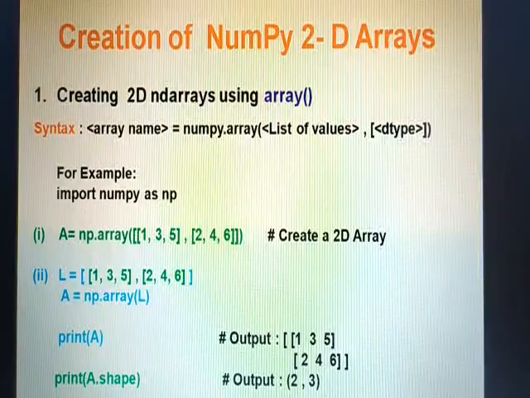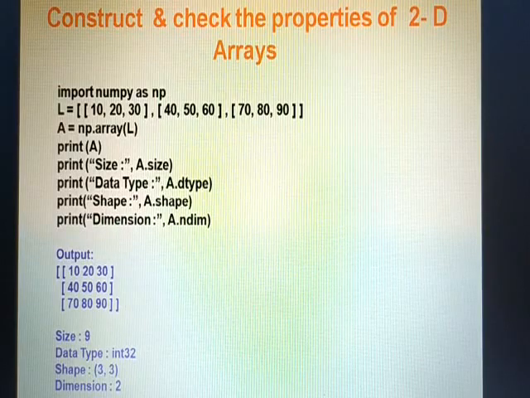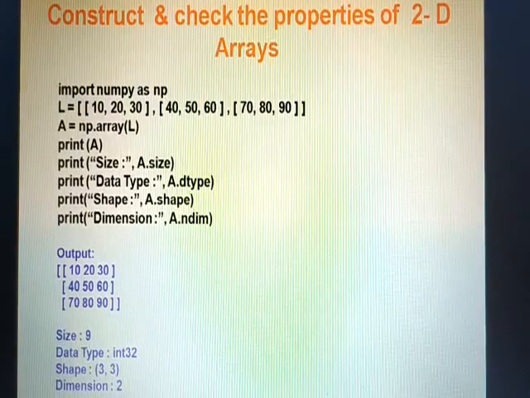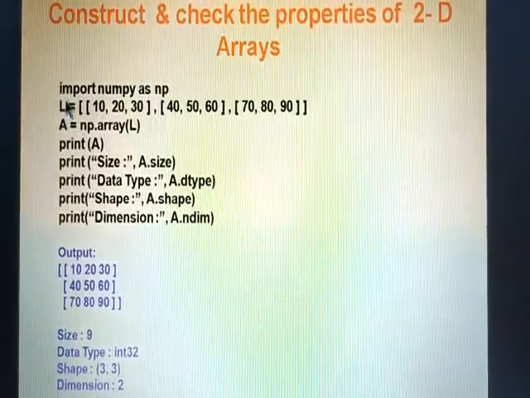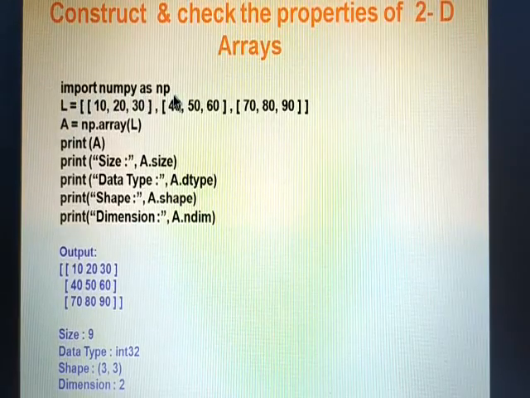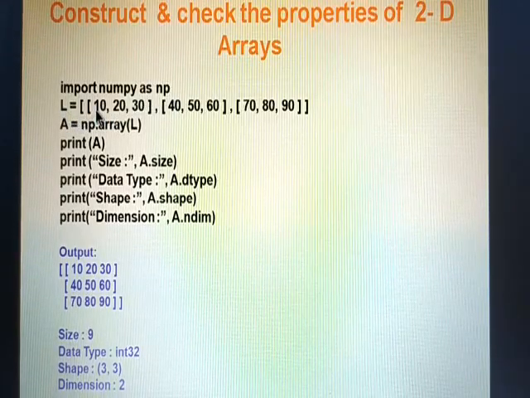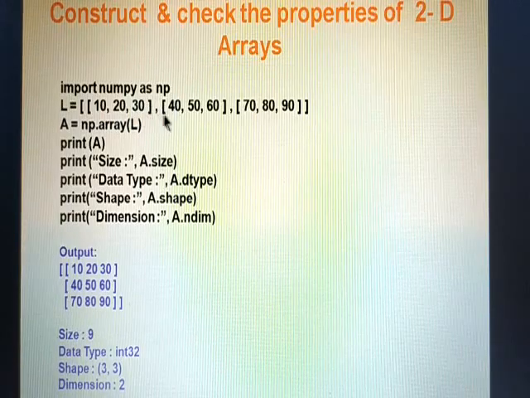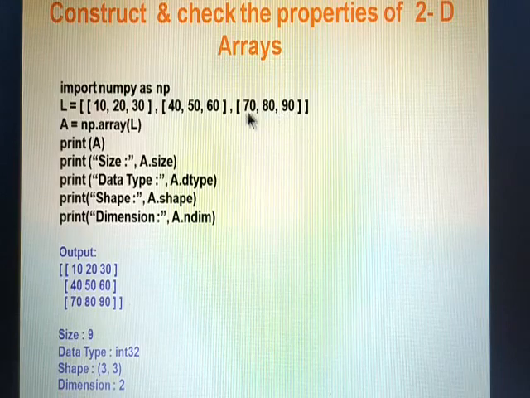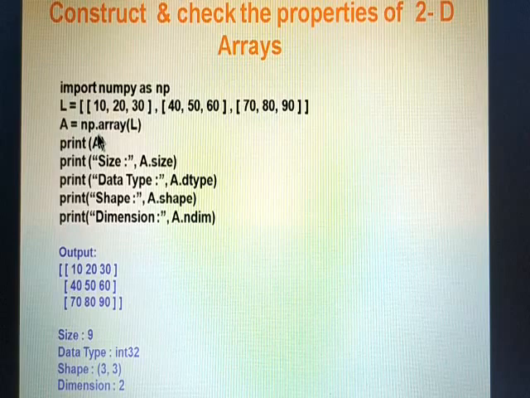Now, how to construct a two-dimensional array and how to check the properties. Consider the following program. Import numpy as np. First of all, we create the list, that is L equals 10, 20, 30, 40, 50, 60, 70, 80, 90. The nested list is stored as L. Now A equals np dot array of L.